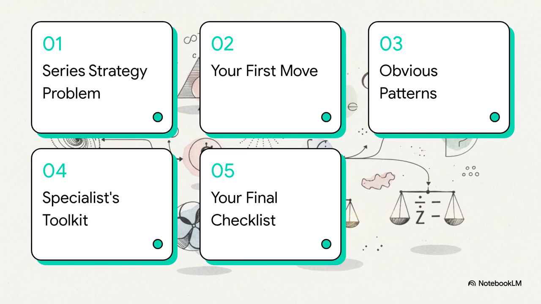So here's our game plan. We're going to build a 5-step decision tree together. Think of it as your roadmap from total confusion to the right answer. We'll start with why this is a problem in the first place, then get into your crucial first move, how to spot the really obvious patterns, when to pull out the more specialized tools, and then we'll wrap it all up in one final checklist.